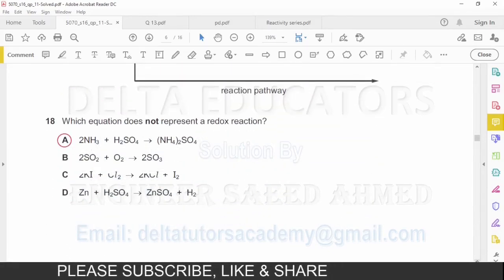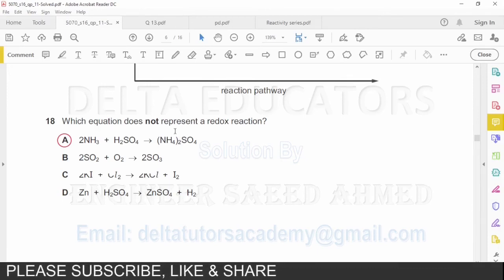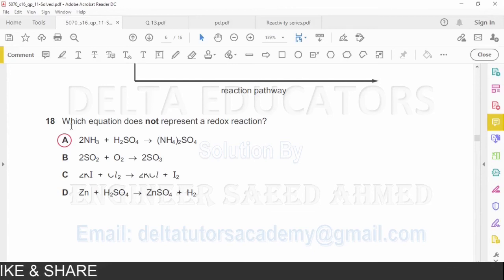Question number 18. Which equation does not represent a redox reaction? Option A. In option A, ammonia is reacted with sulfuric acid and we get ammonium sulfate. Ammonia is an alkali. When we react an alkali with an acid, this reaction is called a neutralization reaction, and a neutralization reaction is not a redox reaction. So our correct option is A, because the reaction shown in option A is neutralization, and neutralization is not a redox reaction. So correct option A.